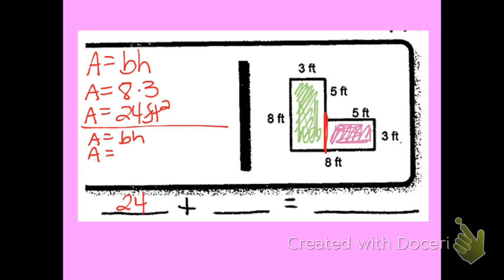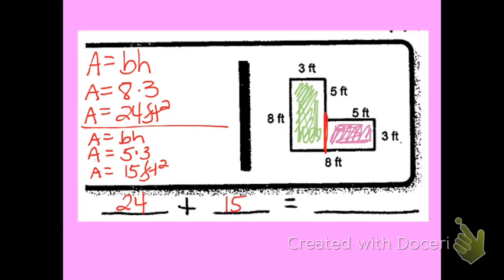5 and 3. Okay, so be careful, because some of you might look at this 8 and say that the base of it is 8. But remember, 8 is the distance from here to here, right? That's why we're not using that one. We only want that one and that one, because those are the base and the height of that shape. So the base and the height are 5 and 3. 5 times 3. Area equals 15 feet squared. So our second shape is 15.